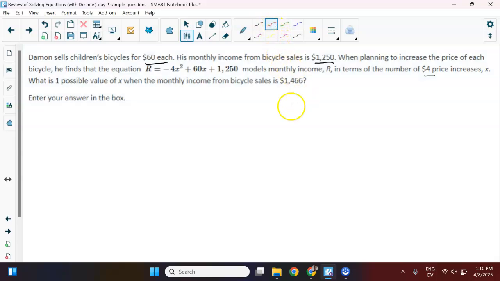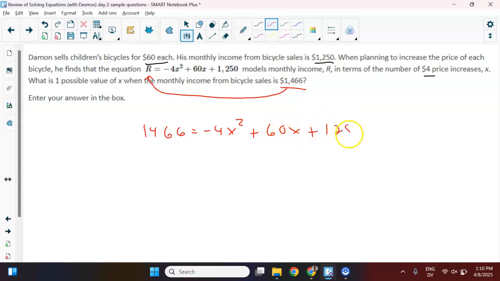Okay, so what we're really trying to find is one possible value of X if the monthly income is this. So basically this number is an R number. We're trying to solve that equation to see when it equals 1466. Then it just becomes a quadratic equation with some messy numbers for sure. To solve this by hand would be kind of a pain to factor. But you can use Desmos.